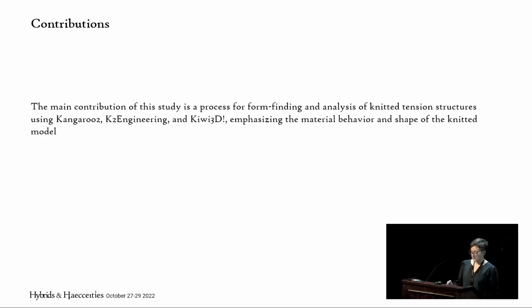So with this, the main contribution of this study is a process of form finding and analysis of needed tension structures using Kangaroo 2, K2 Engineering and Kiwi 3D, emphasizing the material behavior and shape of the needed model. The main takeaway of this study is that these tools suggest a new way of practicing that incorporates software that allows for multiple behaviors from a material, a craft, rather than a design being imposed on an abstract material.